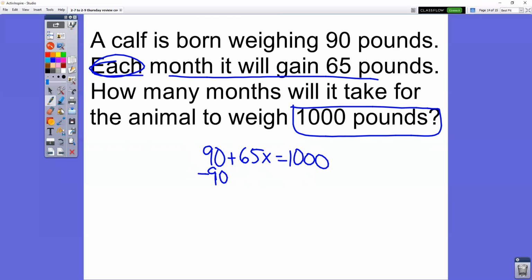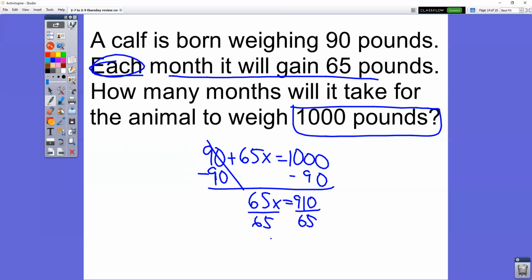Minus 90 when you go to solve it. So 65x equals 910. Divide by 65, divide by 65. We get that it would take 14 months. So that was the last one.